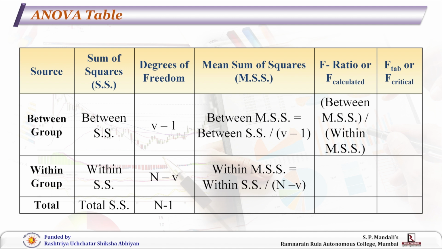Then the mean sum of squares is obtained by dividing the between sum of squares by its degrees of freedom and the within sum of squares by its degrees of freedom, and the F ratio is calculated as the ratio of between mean sum of squares and within mean sum of squares.